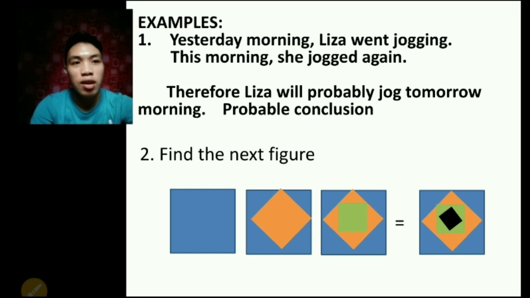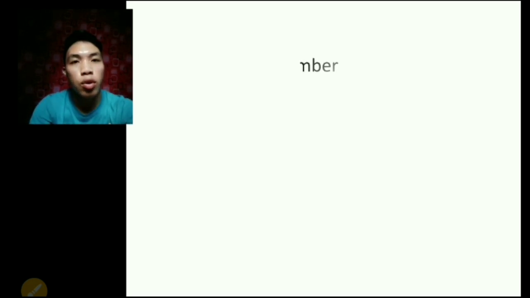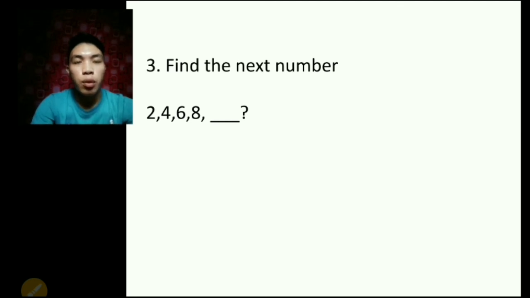The next example is that we have numbers. We are asked to find the next term. Since every number is just added to get the next number, the next term is just the preceding number plus 2. So that is 8 plus 2, that is equal to 10.